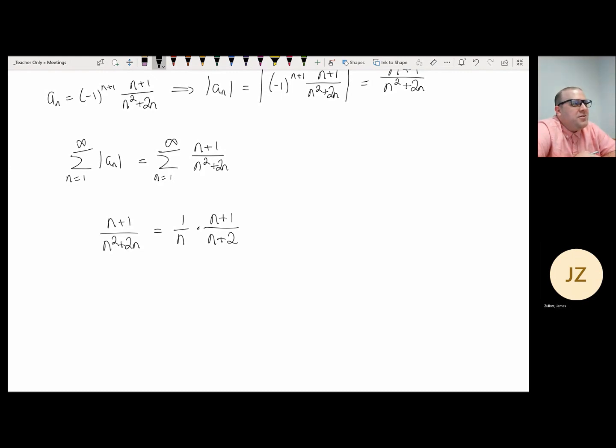Just factor an n out from the denominator. Oh, wait, can I actually say that's always larger than 1 over n, though? Well, no, but I was thinking you'd have to mess with your index to get some extra. Actually, I think I do have to do limit comparison here, because n plus 1 over n plus 2 is less than 1. Yeah, I can't just say that's always greater than or equal to 1 over n. That's what I was hoping I could do, but I can't.